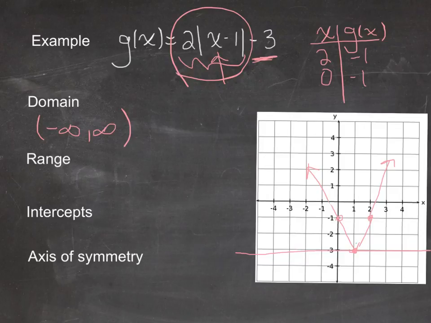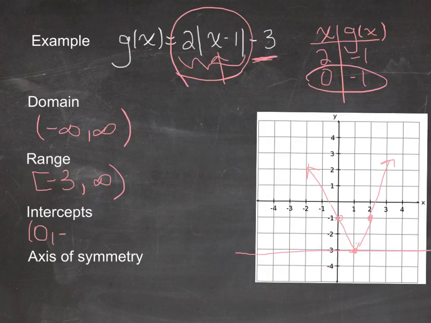So I will have my range from -3 up to +∞. Okay, in my intercepts, I see that I have a y-intercept as well as 2 x-intercepts. So my y-intercept is easy. I found it here in my table of values, so that's (0, -1).